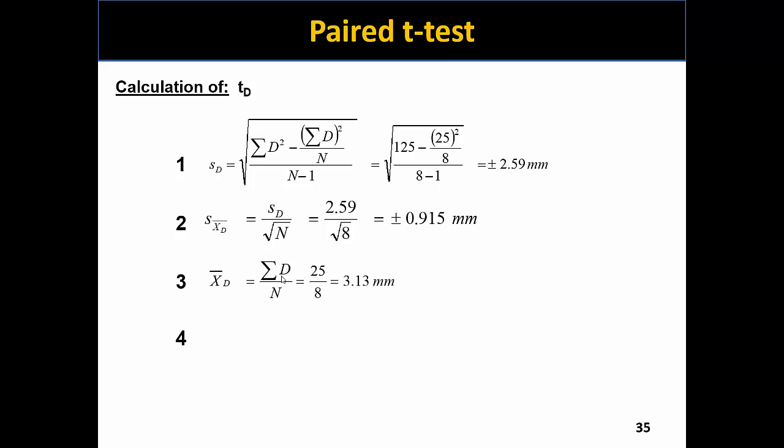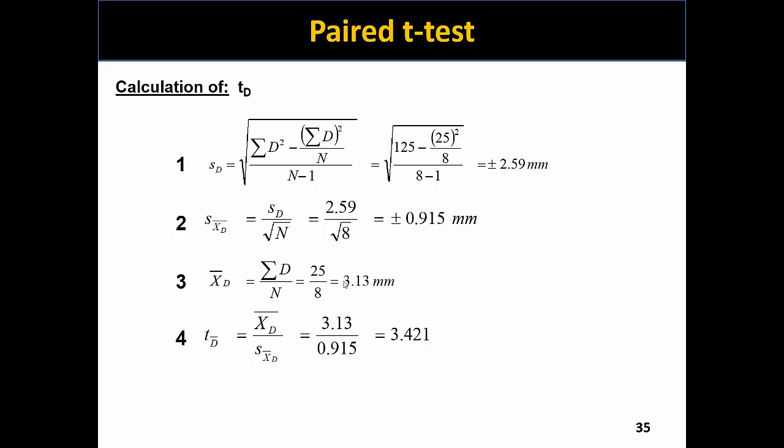In calculating the average of the difference scores, this is just simply adding up all of the difference values from the respective column in the table, and we divide it by the sample size. So 25 divided by 8 is that the 8 participants collectively had an average decrease in tumor size by 3.13 millimeters, and this is an average collapsed across all 8 participants.